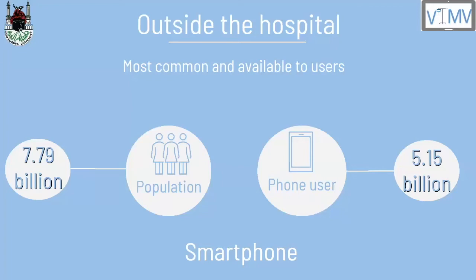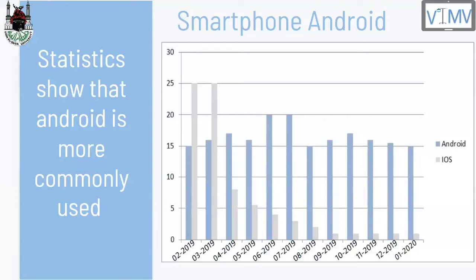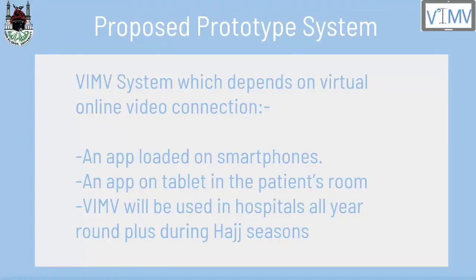The gadget used outside the hospital must be the most common and available to users, so they don't have to buy a new device to use the system. Here is a statistic about the population around the world: it's 7.79 billion, and phone users are 5.15 billion. Most people use phones. So we suggest a smartphone, Android. Smartphone statistics show that Android is more commonly used. For the year 2019-2020, we will build the prototype on Android, and after that, when successful, it will be applied to iOS.